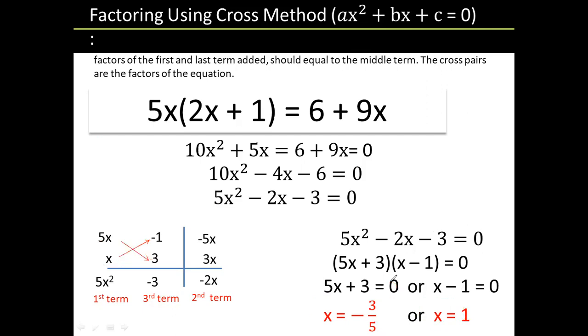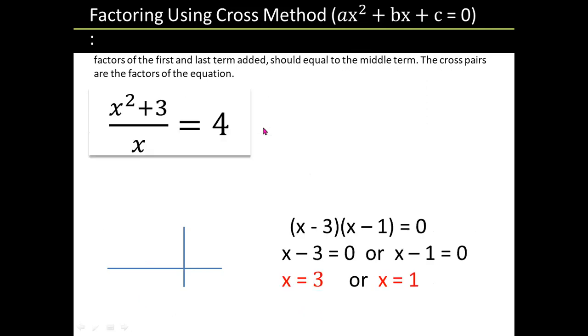Okay. One last example. x squared plus 3 over x equals 4. And remember, this is a fraction. So we can use the cross multiplication method so that we can simplify.